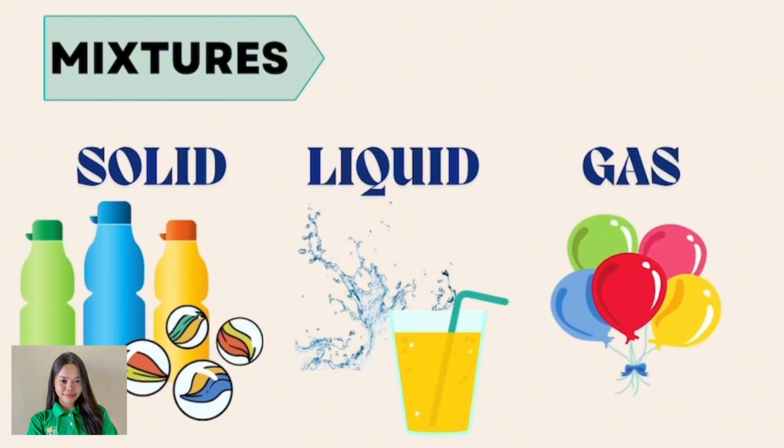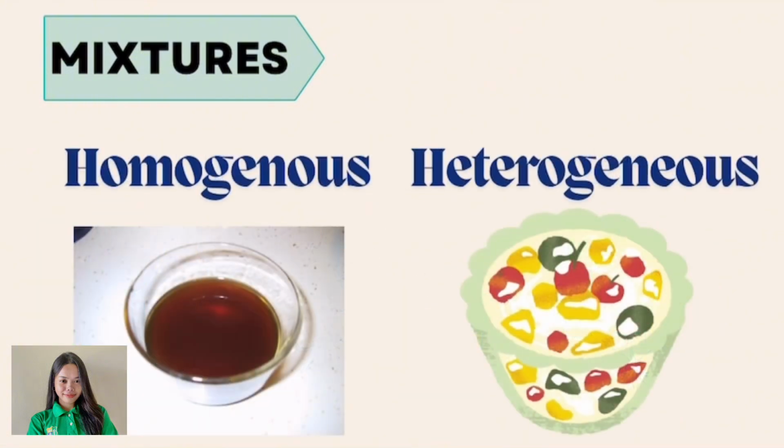Mixtures may be solid, liquid, or gas. They can be solid like marble bottles, they can be liquid like water or juice, or they can also be a gas like the balloons. Another characteristic, they can be homogeneous and heterogeneous. Homogeneous like the mixture of water and brown sugar, and heterogeneous like salad.